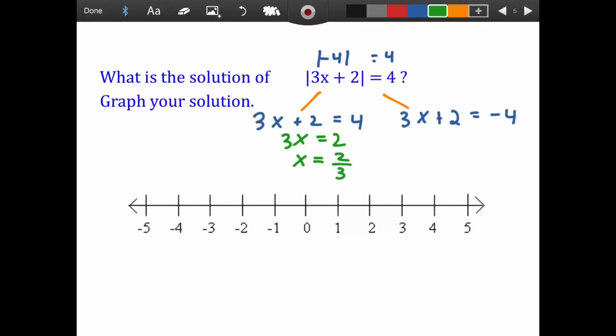For our second equation, 3x plus 2 equals negative 4. Subtract 2 from both sides. So 3x is equal to negative 6. To isolate x, we're going to divide both sides by 3, and we get x equals negative 2.